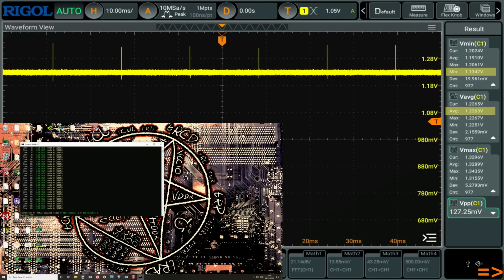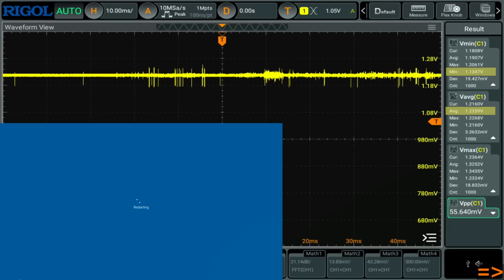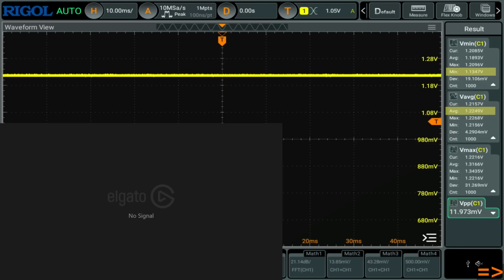We're averaging 1.226 volts, and we're seeing minimums as low as 1.1347. That's what, 90. So yeah, we have 90 millivolts of undershoot basically. Also bad. So yeah, you really got to wonder why MSI even bothered having a mode 2, 3, and 4 when mode 1 to 5 is not really an improvement.